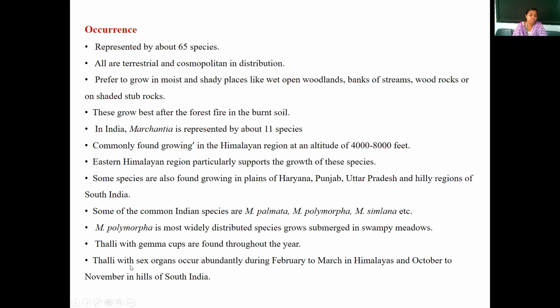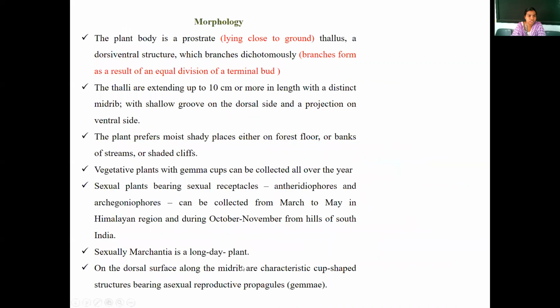Thalli with the sex organs, the antheridial branch and archegonial branch, are found abundantly from February to March in the Himalayan region and October to November in the hills of South India. So based on the climatic factors, the production of sex organs may vary. That's why it is usually found during February to March in the Himalayan region and from October to November in the hilly region of South India.